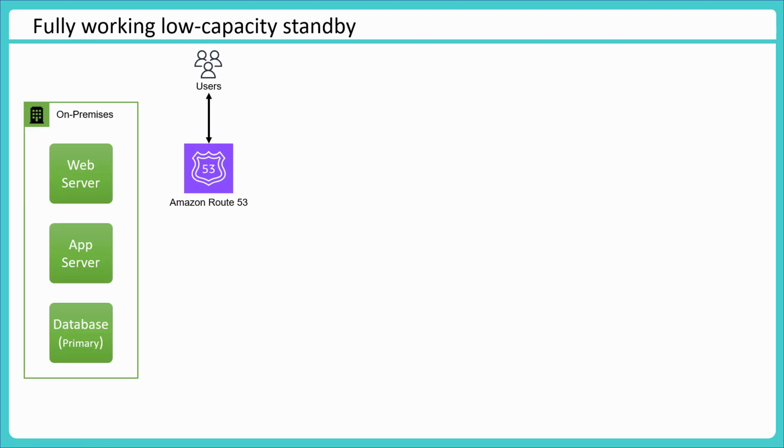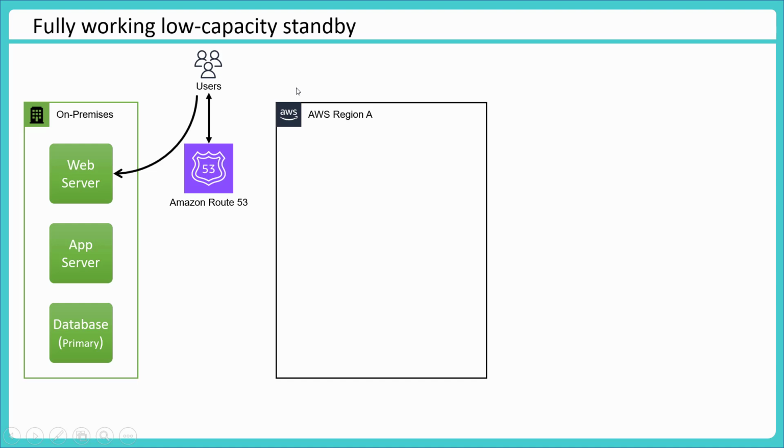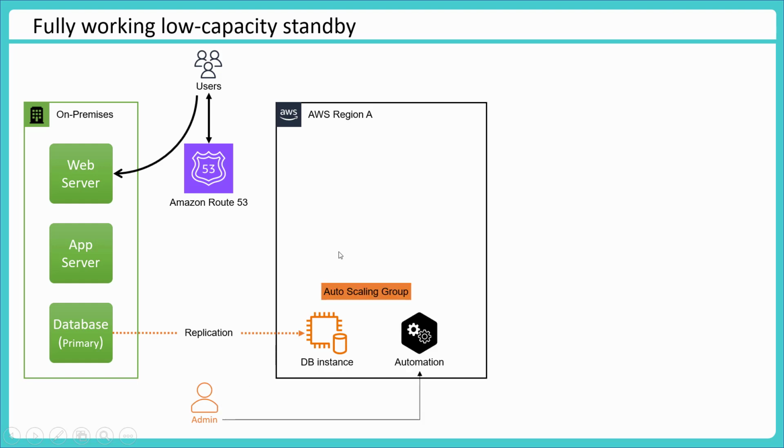Let me explain it. Same situation: on-prem services running fine, my users are connected through Route 53, getting the name resolved, and they are accessing my application. Everything is fine. Now, I would need to have a recovery environment. For that, I would still require replication to happen, again by a third-party or native tool. And now my admin may have created an auto scaling group. Obviously, it should be done through automation. I don't want to rely on manually doing things.